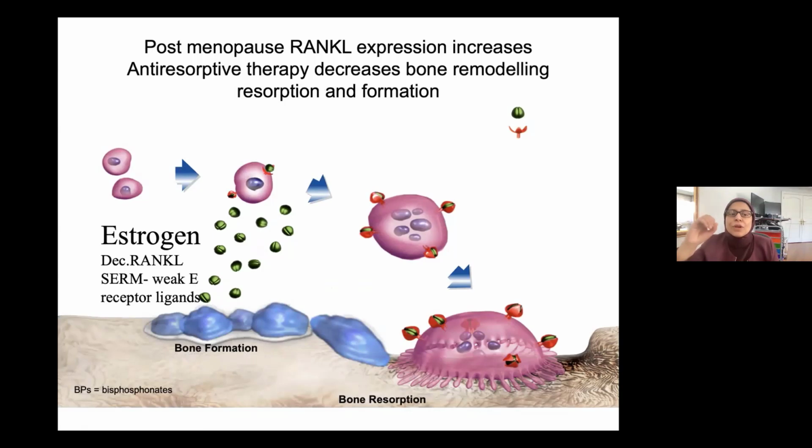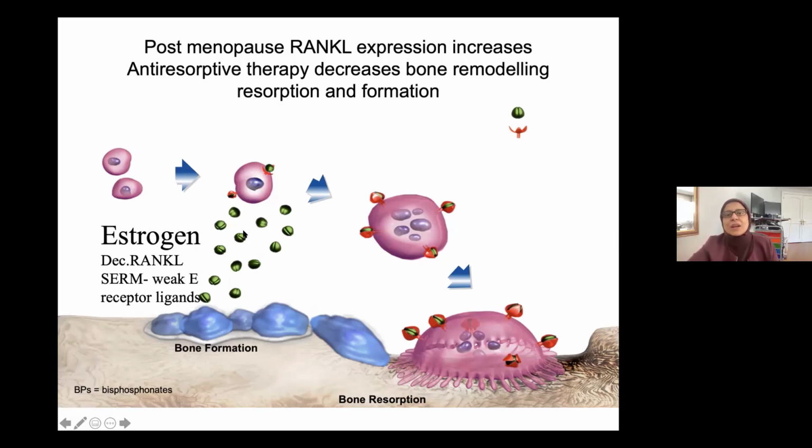In the hypogonadal male or female, these resorption pits are deeper. And there are other reasons why we have an increase in RANK ligand expression. It's not just post-menopause or with hypogonadism in the male. It can also be with steroids. Steroids increase RANK ligand expression.